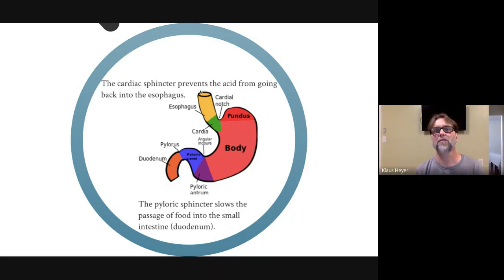So the food's coming down the esophagus, the bolus. The cardiac sphincter is going to open up, the food's going to drop into the stomach, then it's going to close again.